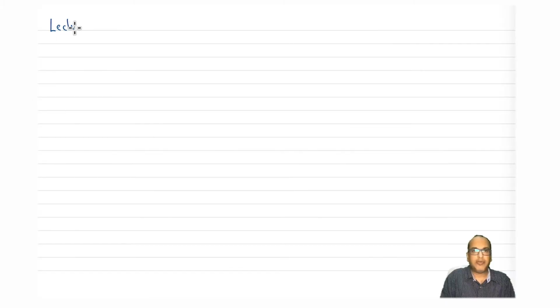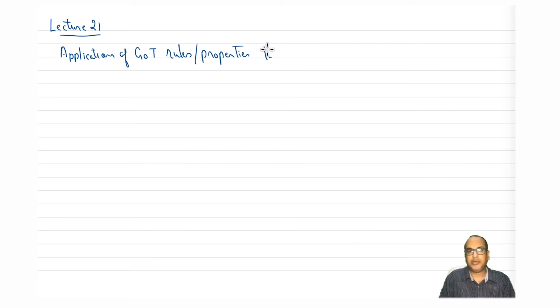So in the last class, we have seen the 5 properties of the great orthogonality theorem. Let us now try to see how to apply these properties. So now we'll see the application of GOT rules or properties to develop a character table.